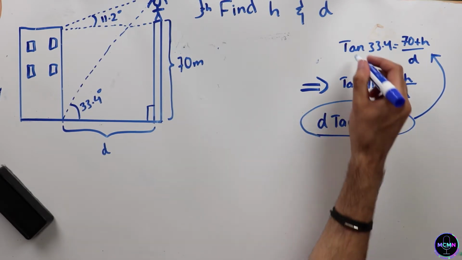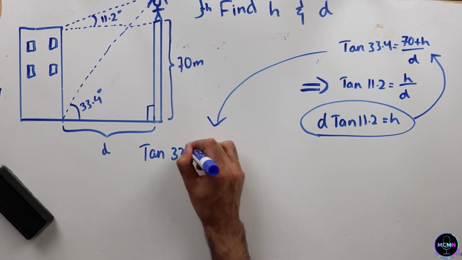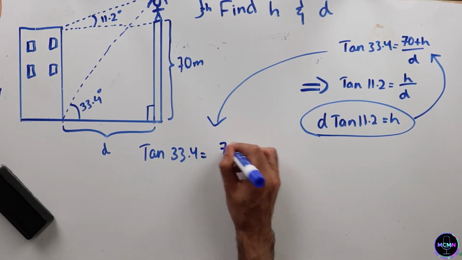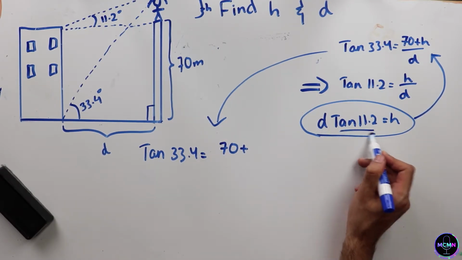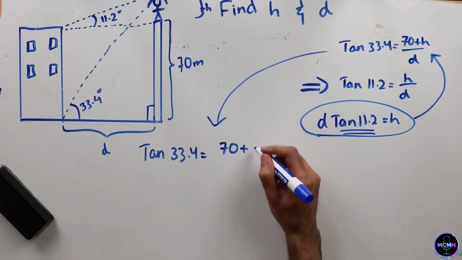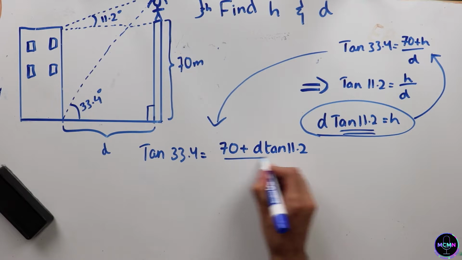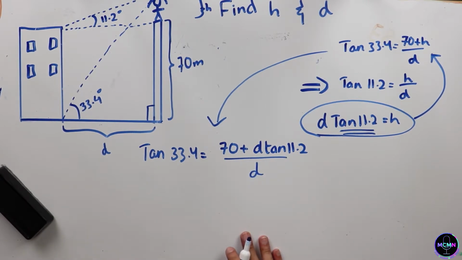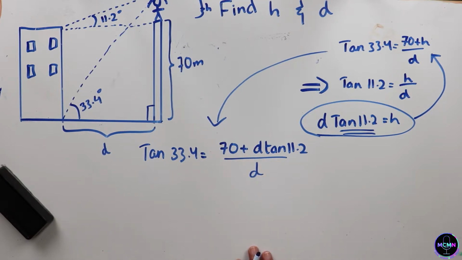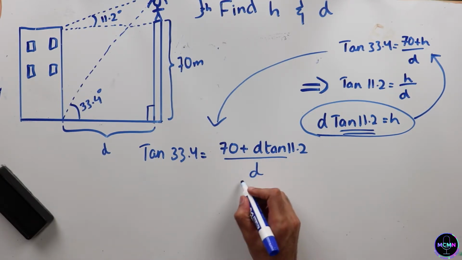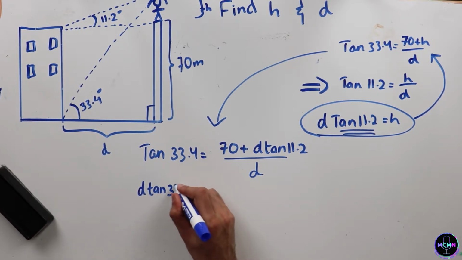I have tan of 33.4 equal to 70 plus, not h, I'm going to write this thing, which is equivalent to h and we found from our second equation, d times tan of 11.2, all of that divided by d. The cool thing here is that we've got one equation, still complicated looking, but one variable. I'm going to try to solve for d now. Take d to the other side, it becomes d tan 33.4 equals 70 plus d tan 11.2.